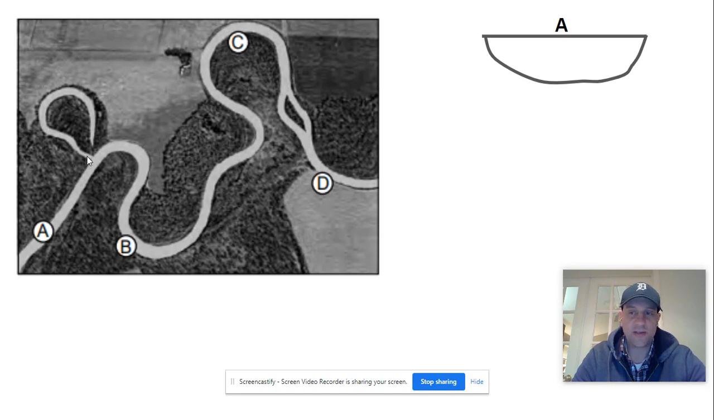This feature over here is called the oxbow or the oxbow lake. And what's happened here is the river used to take a tight turn and cut around through here. And eventually the erosion of the outside bend cut through there and cut off that part of the channel, and the river no longer flows through there.